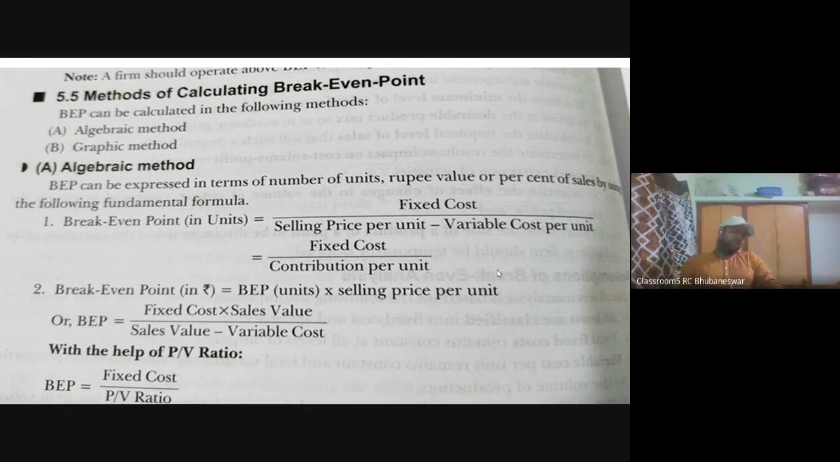Also you can find out break even point by taking the help of PV ratio. Okay, PV ratio means contribution by sales. So the fixed cost will be divided by this PV ratio to find out the break even point. Okay, so here it will come in sales volume, in rupee terms.